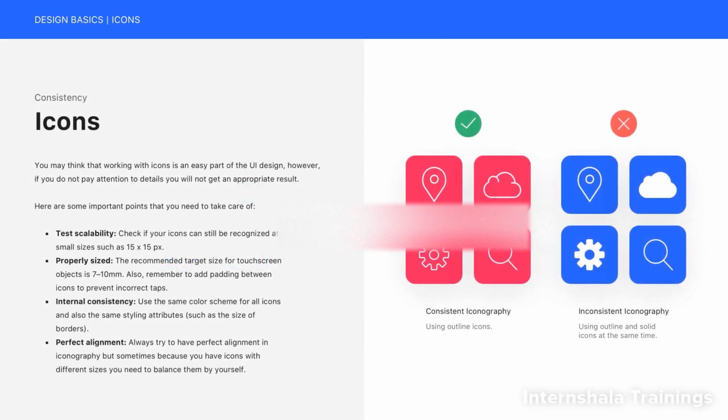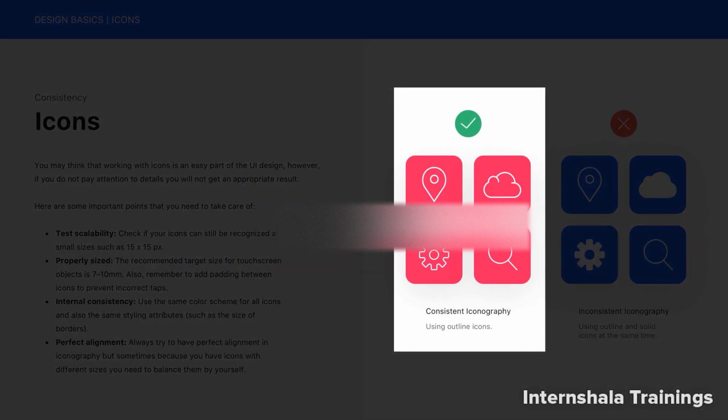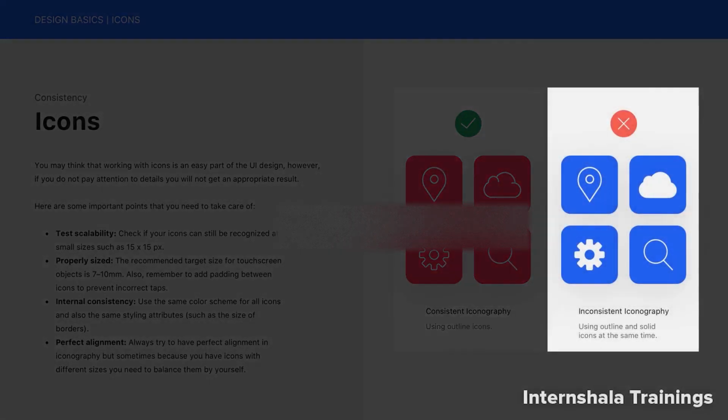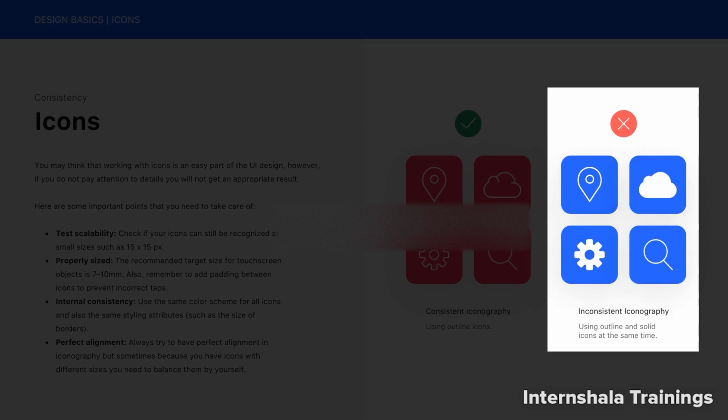If you look at the picture on your right, you can see that we have two different groups of icons. In the left group, you can see that we have consistent iconography because we only use outline icons. But on the other hand, we have inconsistent iconography because we use both outline and solid icons at the same time, which is not recommended.